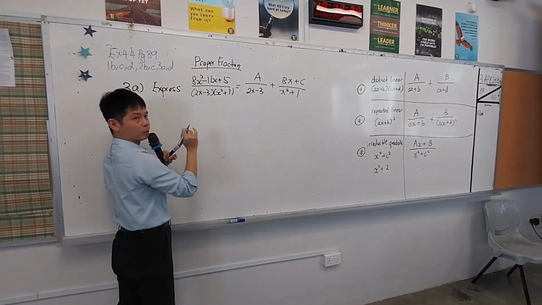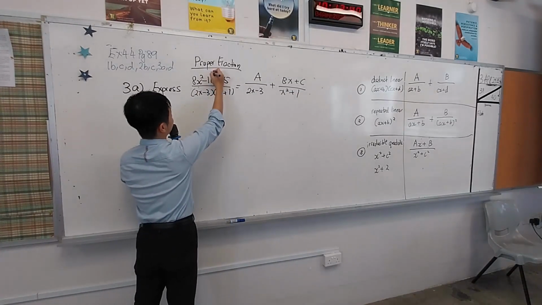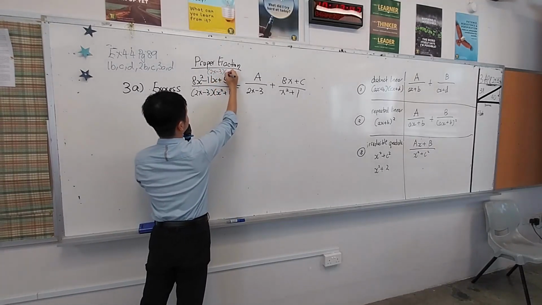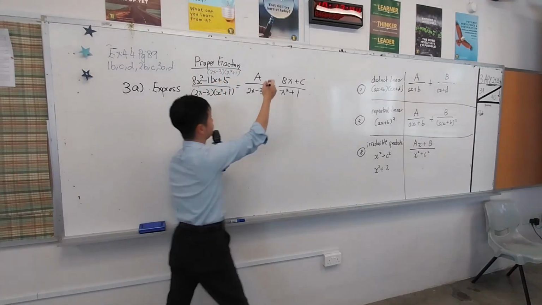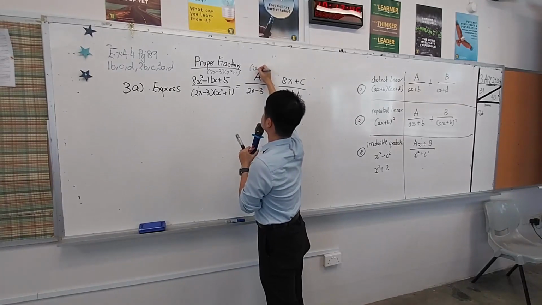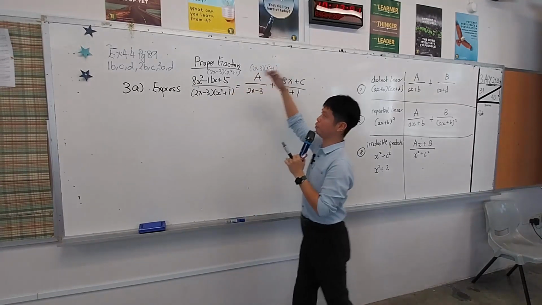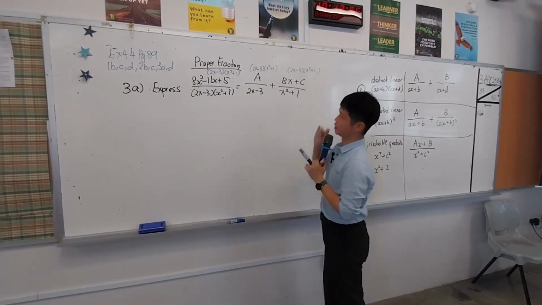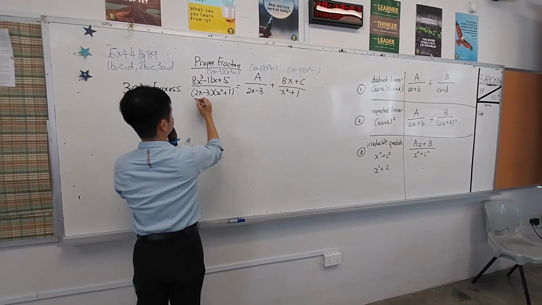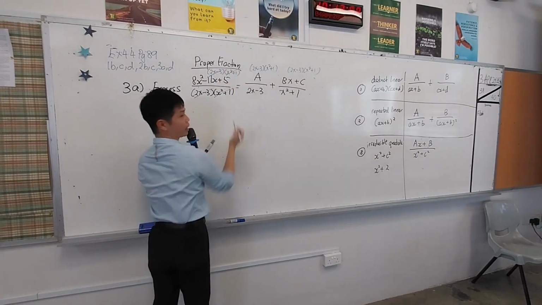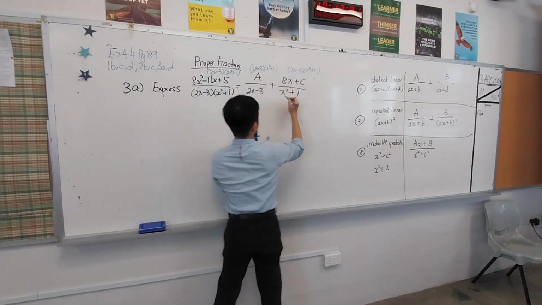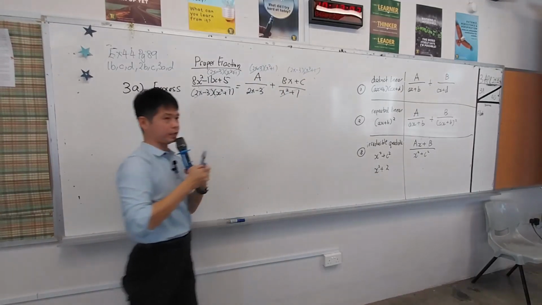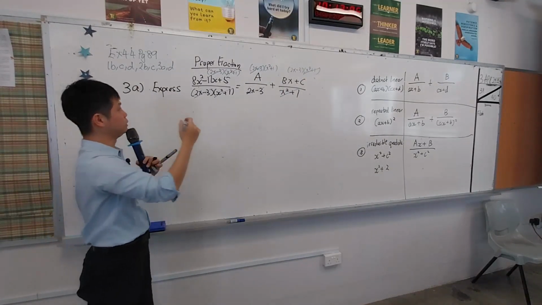I need to remove all the denominators. So I will multiply everything by the same denominator, 2x minus 3, x squared plus 1. What you do on the left, you also do on the right. If we cancel off the like terms, what is left is just the numerator in this form.